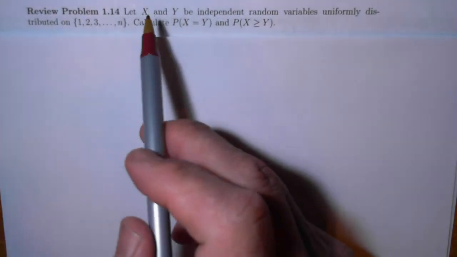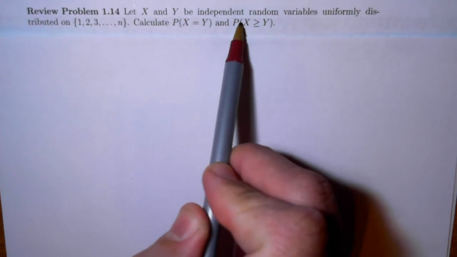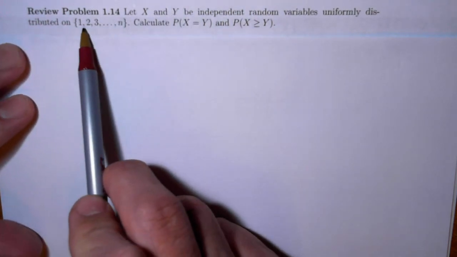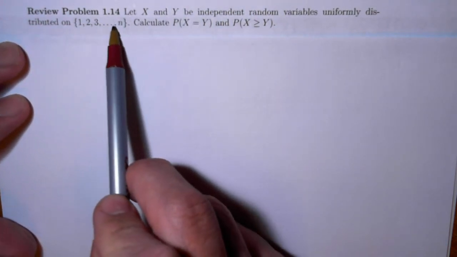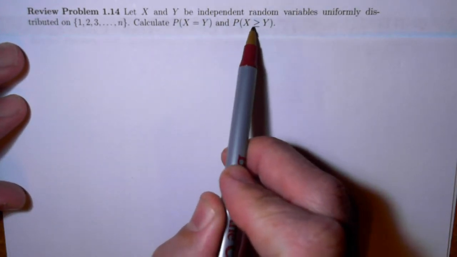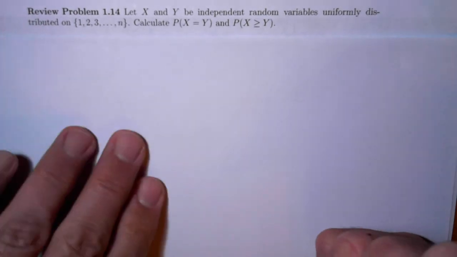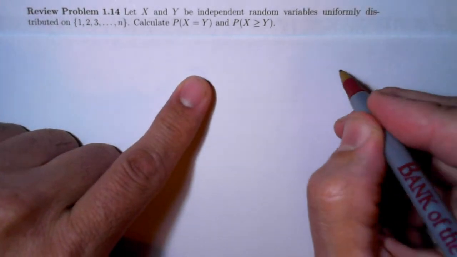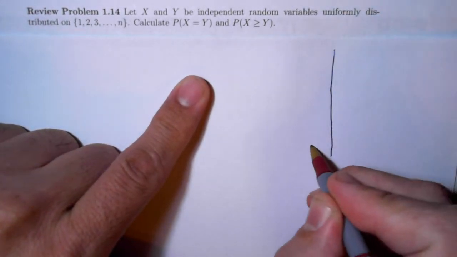So for this review problem, we have x and y are independent random variables distributed on the n positive integers, 1, 2, 3, up to n. We're looking for the probability that x is equal to y and also the probability that x is greater than or equal to y. Now before I start this problem, let me just visualize what's happening here first.